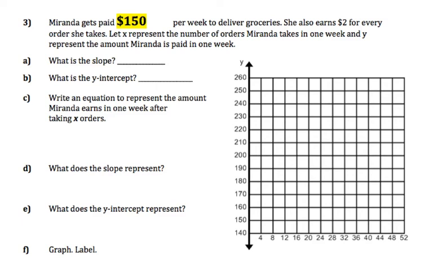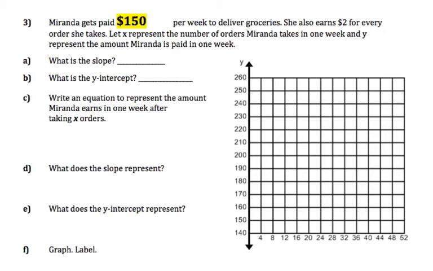Number 3, Miranda gets paid $150 per week to deliver groceries. She also earns $2 for every order she takes. Let X represent the number of orders Miranda takes in 1 week, and Y represent the amount Miranda is paid in 1 week. What is the slope? So again, we're going to look back at our problem. We're going to find the rate. It's giving us a rate, something per something else.